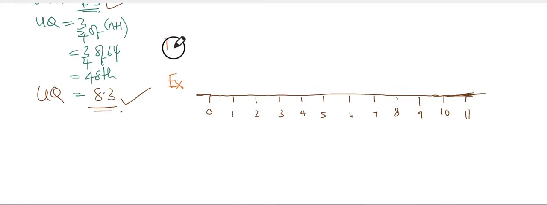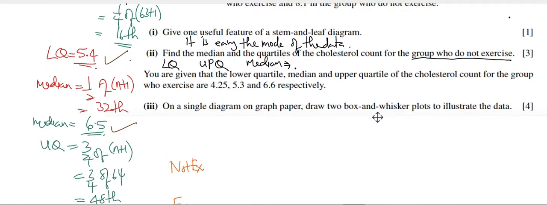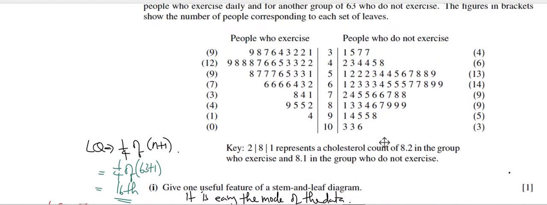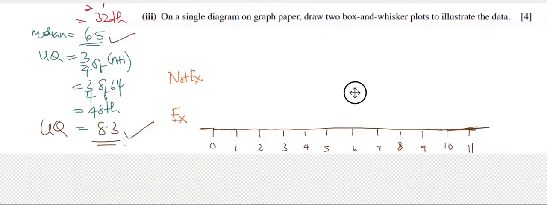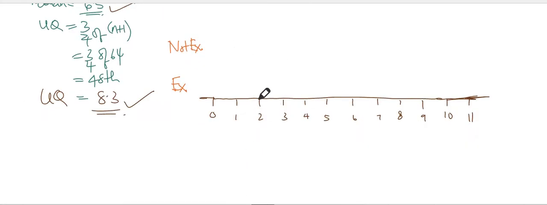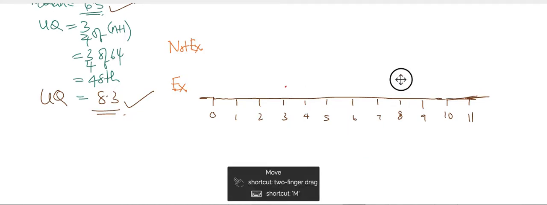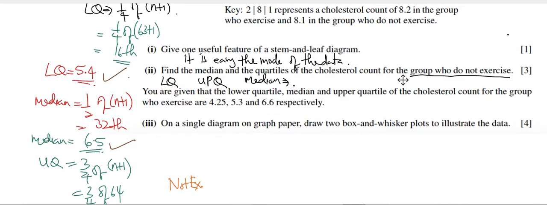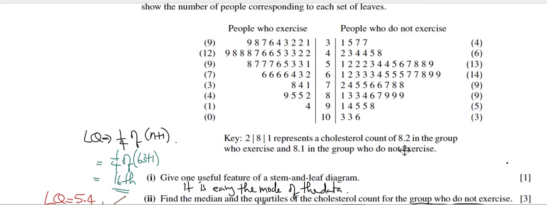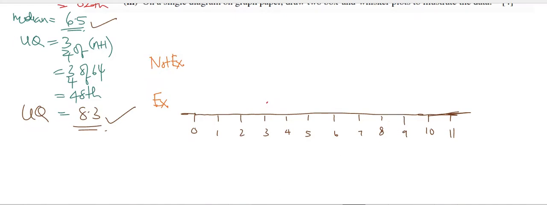Okay, exercise and not exercise. So for the exercise, what is the lowest number that we have? 3.1. Okay, so lowest number is 3.1. I'll just put a dot there. So that's 3.1. And then what is the highest number that I have? 9.4. Okay, highest number is 9.4. So that's 9.5, maybe somewhere here, 9.4. Now let's draw, that's the whisker.